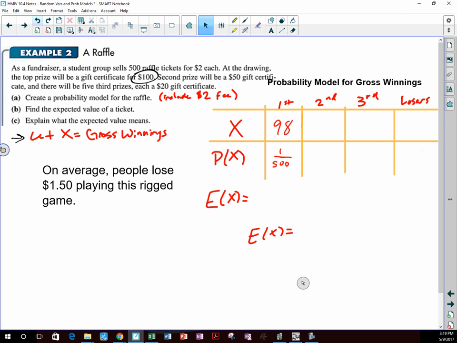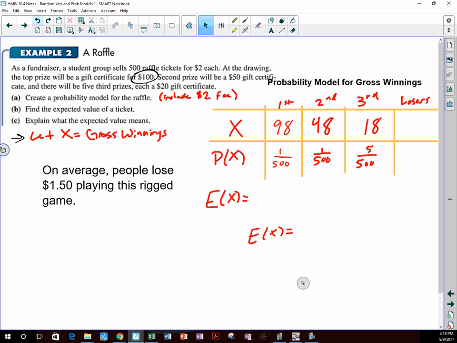That happens with a probability of 1 out of 500. There's going to be one first place winner out of the 500 raffle tickets that are sold. Your second prize is a $50 gift certificate, so your gross winnings after paying $2 for your raffle ticket is going to be $48. And that happens with a probability of 1 out of 500. There's one second prize. There's going to be 5 third prizes, so 5 out of the 500 are going to win a $20 gift certificate, which means your gross winning is $18.